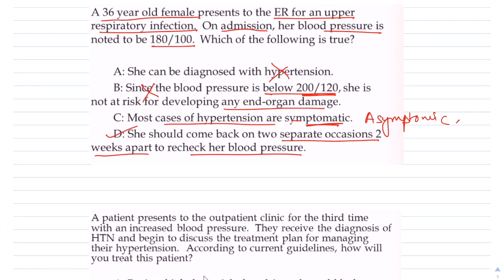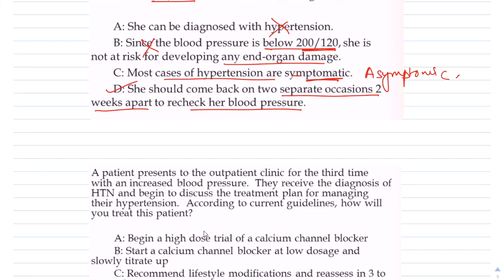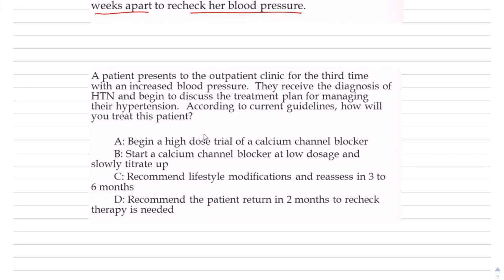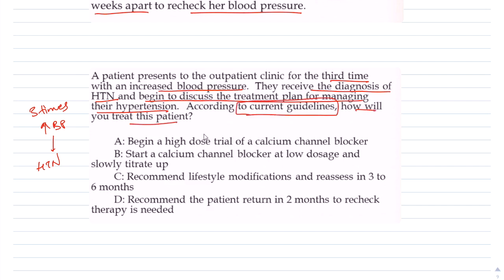This is true. Now, a patient presents to the outpatient clinic for the third time, third time with increased blood pressure. Three times he has increased BP. They receive the diagnosis of hypertension. Now he has been diagnosed with hypertension and you begin to discuss the treatment plan for managing their hypertension. According to current guidelines, how will you treat the patient?